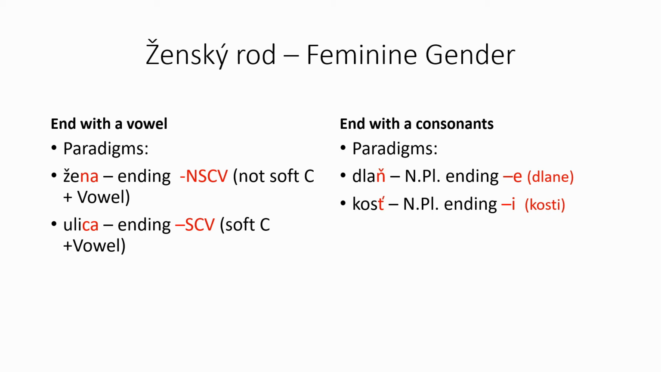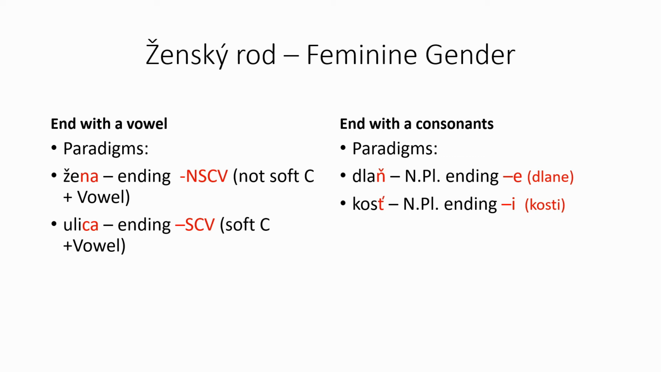So for those that end in a vowel, we will be looking at the consonant right before the vowel. So if there's a soft consonant before the vowel, we will be conjugating based on ulica. And if there's a not soft consonant, so either a hard consonant or a both-way consonant, then we will be conjugating based on žena. If they end with a consonant, though, it'll be a little bit more complicated because we will already need to know one conjugated form of the word to be able to say which paradigm it is. So if the noun in the nominative plural ends in e, we will be conjugating based on dlaň, and if it ends in i, we will be conjugating based on kosť.